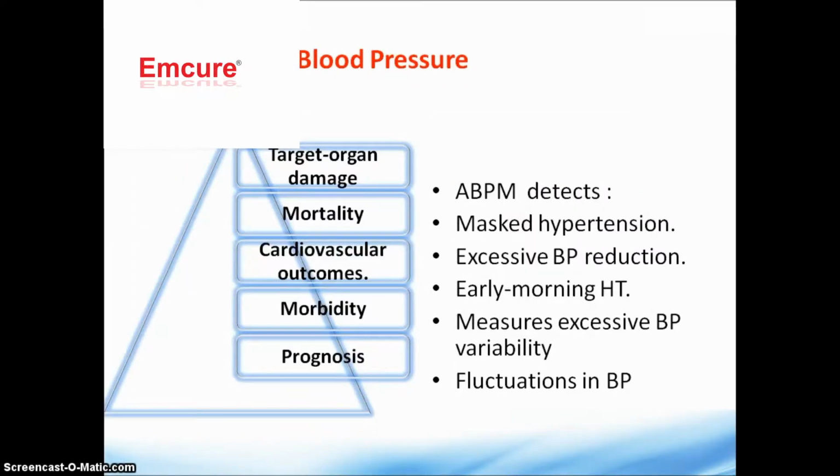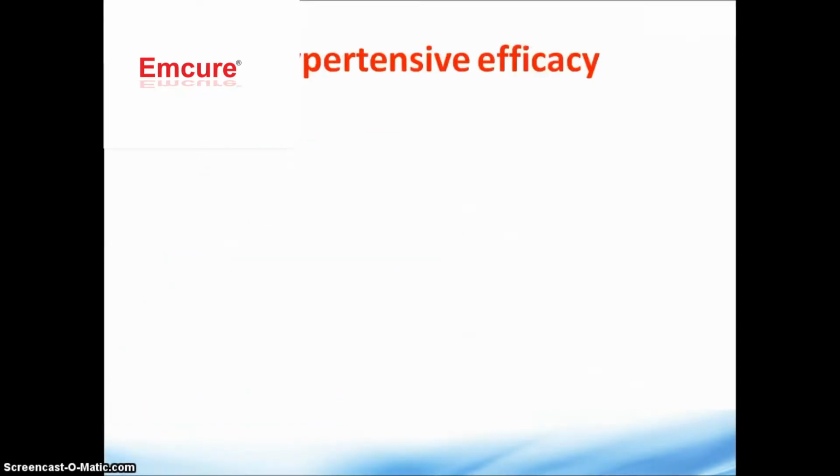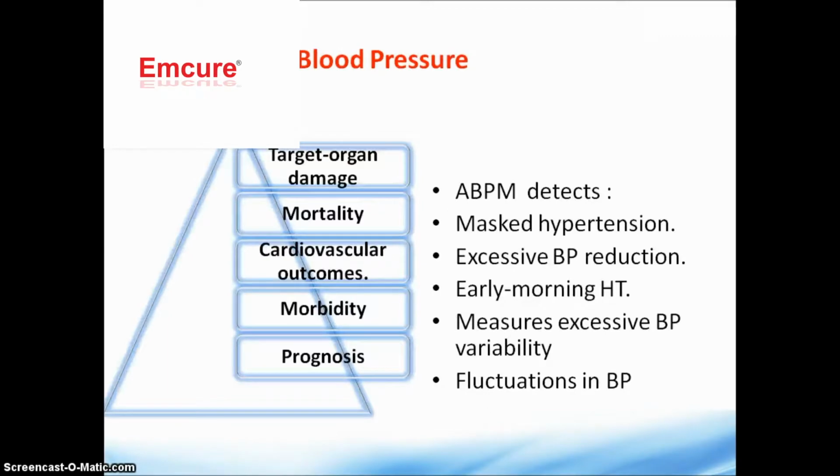What does ABPM detect? ABPM detects masked hypertension, excessive blood pressure reduction, and early morning hypertension. It measures excessive BP variability, as well as fluctuations in the blood pressure. With the help of ABPM, you come to know about target organ damage, mortality, cardiovascular outcomes, morbidity, and the prognosis of the patient who is suffering from high blood pressure.